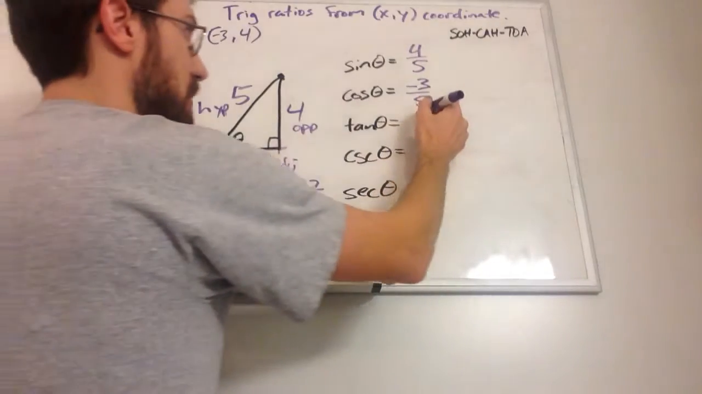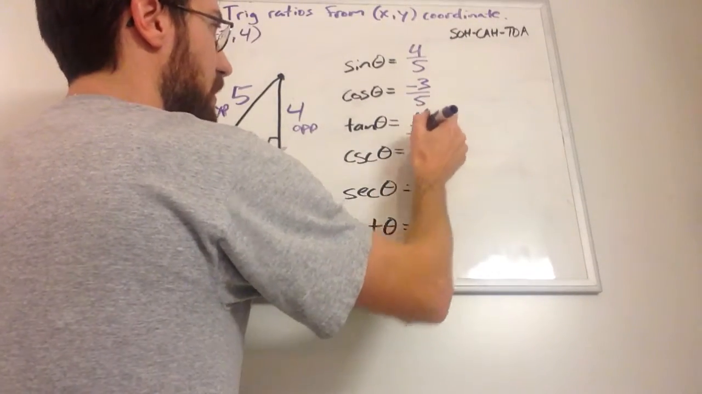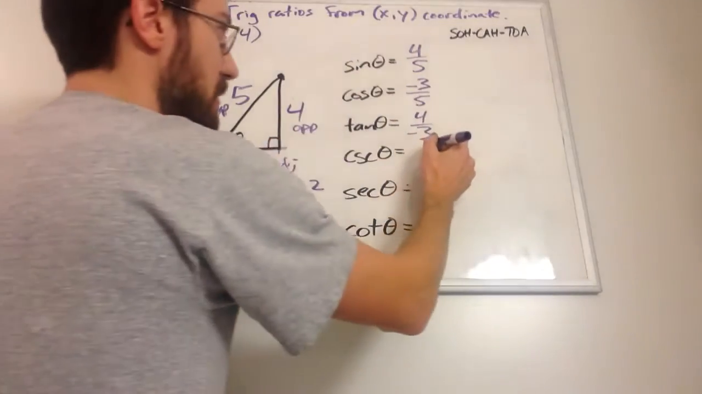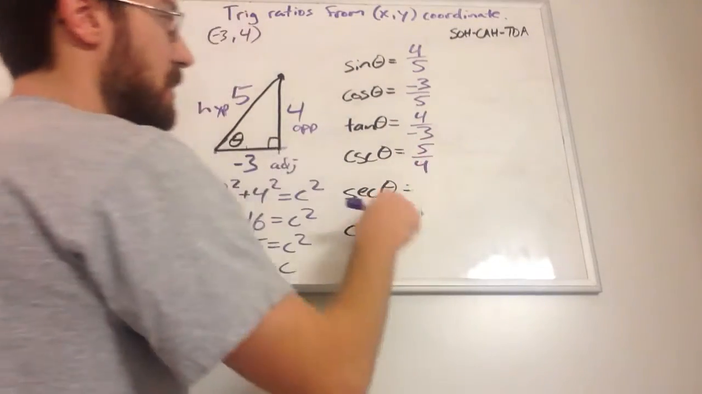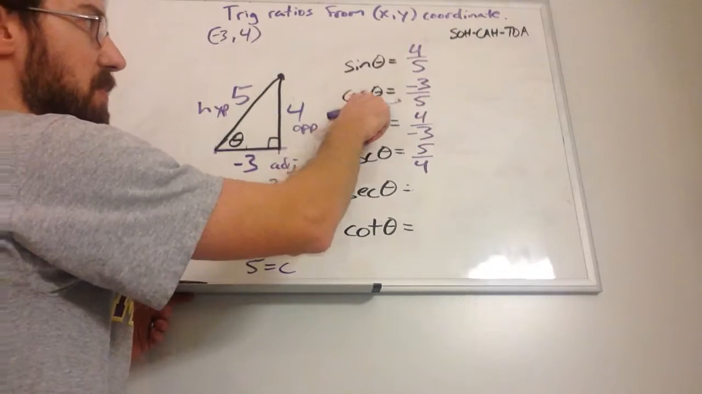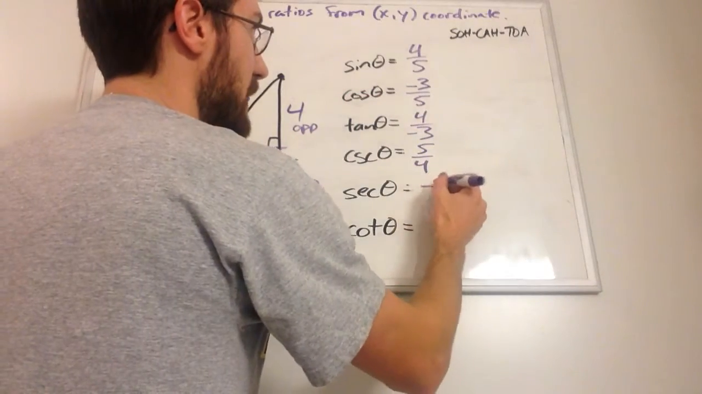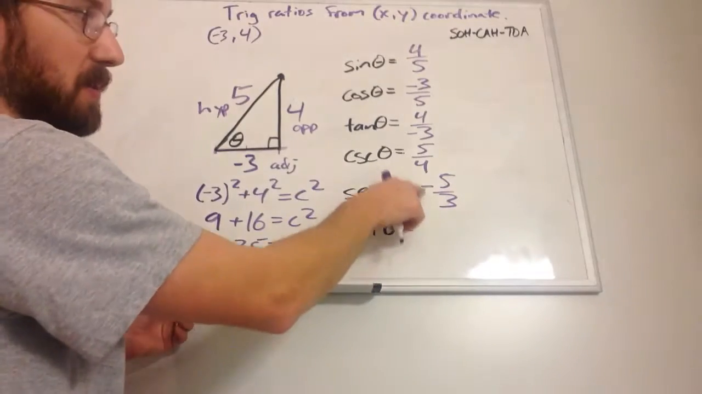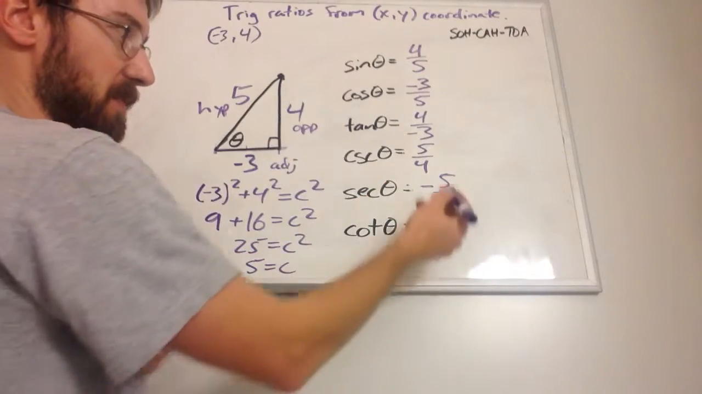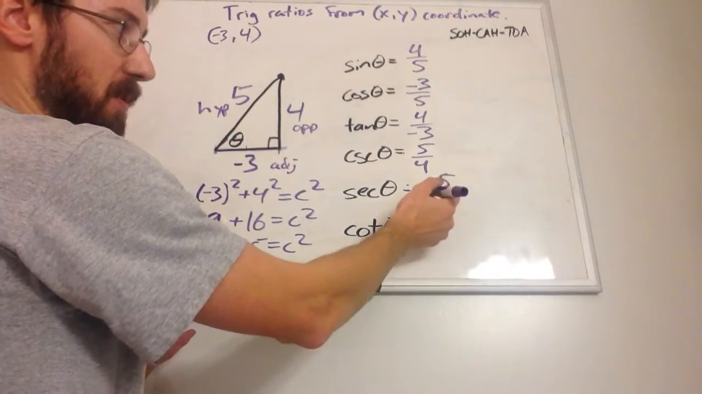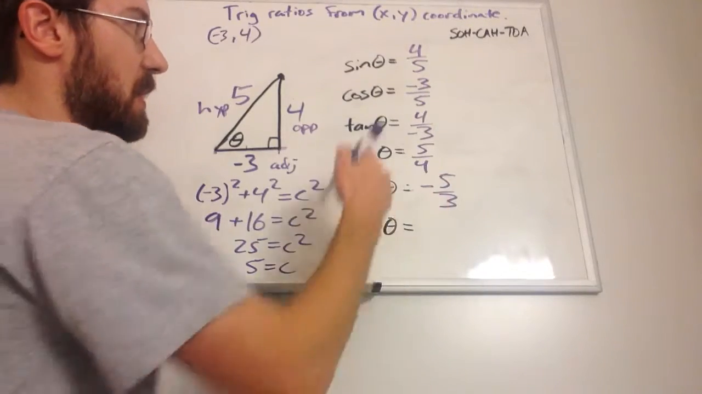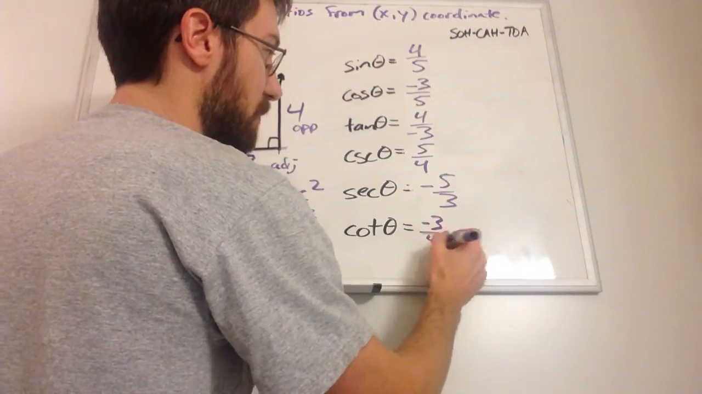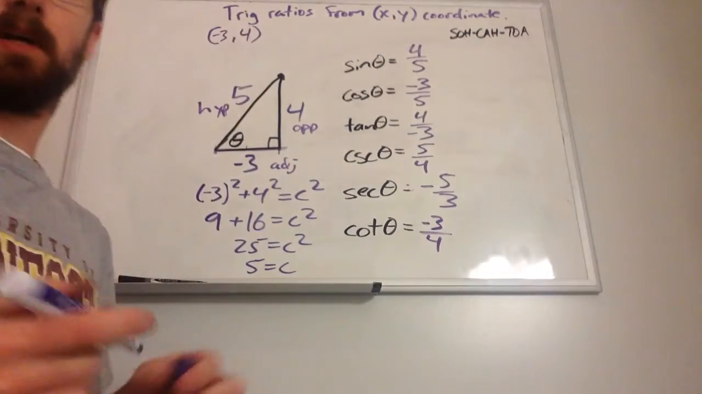Opposite over adjacent, 4 over -3. Cosecant is the reciprocal of sine, so 5 over 4. Secant is the reciprocal of cosine, so -5/3. Doesn't matter where you put the negative, right? As long as it's in front, if it's in front of the 5, the 3, or in front of the fraction bar, it's all the same thing. And then tangent, cotangent, reciprocal of tangent, -3 over 4. And there you have it.